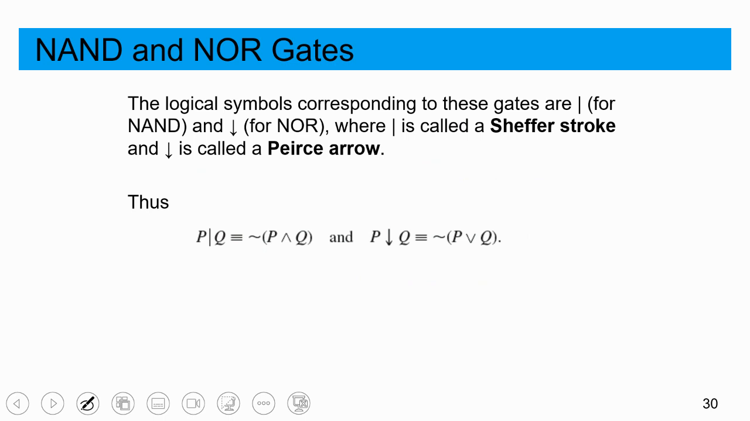Okay, we have a couple of logical symbols that correspond to these gates. This vertical line here stands for NAND. So it means and then not. It means not P and Q. And then this symbol here, this down arrow, stands for NOR. So we have a Sheffer stroke and a Pierce arrow. And the Pierce arrow means not P or Q. So you may want to make a note of those.